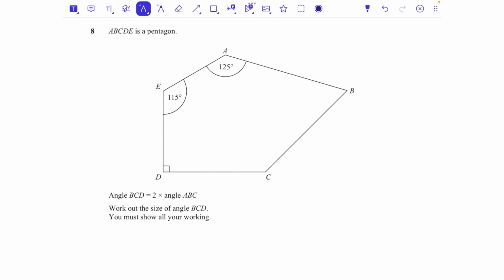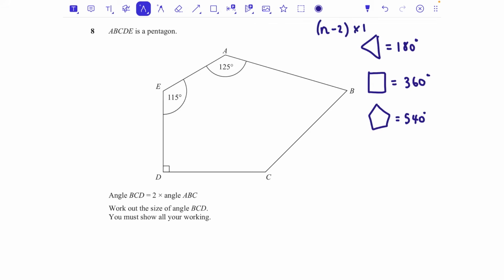Question number 8. ABCDE is a pentagon. So we should know angles in a triangle add up to 180 degrees. Angles in a quadrilateral, a 4-sided shape, add up to 360. And every time you add a side, you add another 180 degrees. So a pentagon, it's really helpful to know a pentagon's 540. The formula for that is the number of sides take away 2 times by 180. So if it's a 5-sided shape, for example, we would do 5 take away 2, which is 3. 3 lots of 180 is 540, but these are just good ones to know anyway. So I know that the angles inside this shape are going to need to add up to 540.